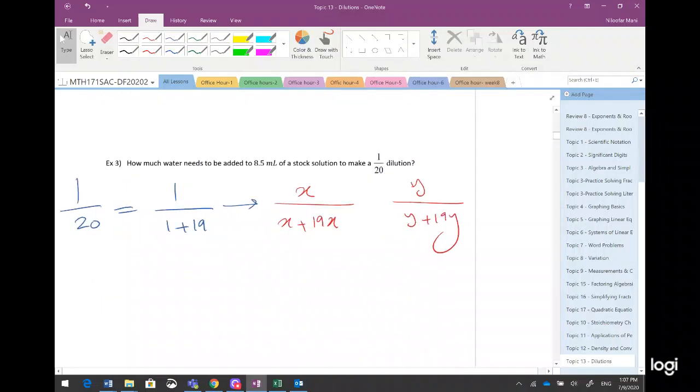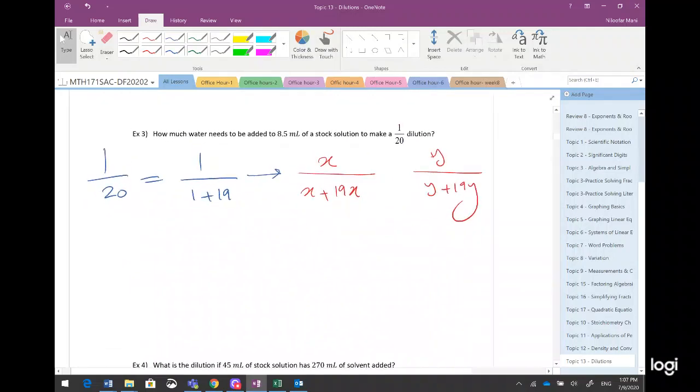So how much water needs to be added to 8.5 milliliter of stock solution to make a dilution 1 over 20? What does 1 over 20 mean based on what we learned from panel number 1 and number 2? At the beginning of the lesson, topic 13, 1 over 20 is 1 over 1 plus 19. So whatever I add to the top, I have to add 19 of that to the bottom. If I do, for example, y, it must be y over 19y.